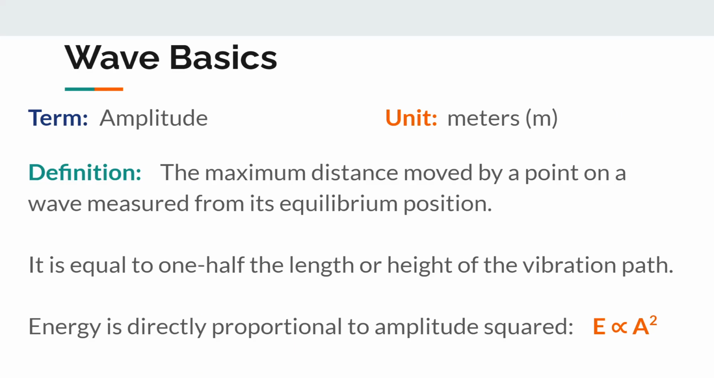All right, I told you we were going to come back to amplitude. You probably already have at least a little blurb written down about amplitude, but you might want to add to it. I have the definition here. The maximum distance moved by a point on a wave measured from its equilibrium position. It is equal to 1/2 the length or height of the vibrational path.